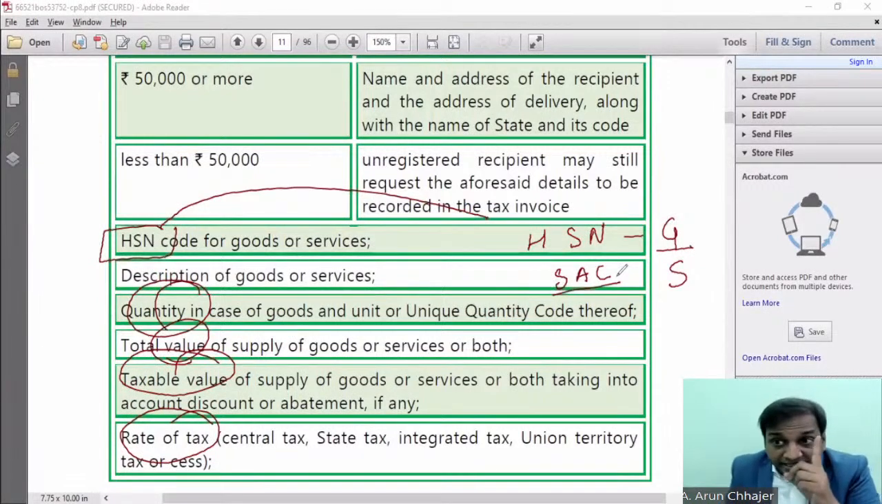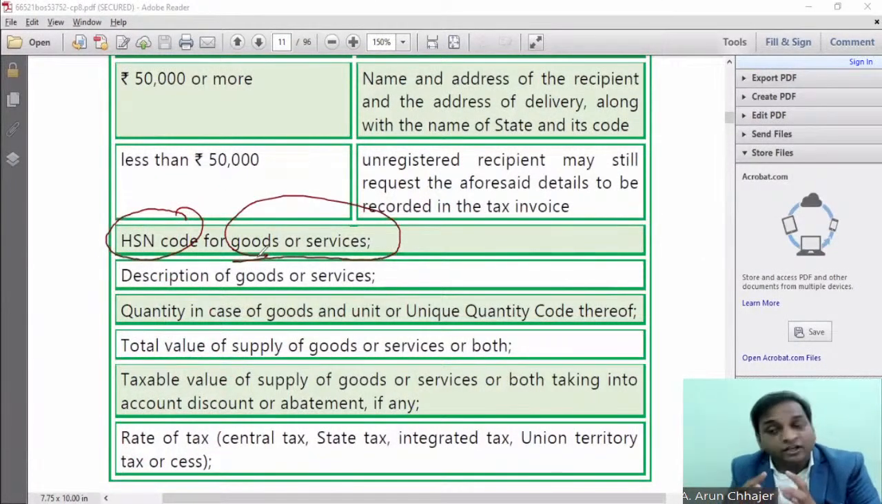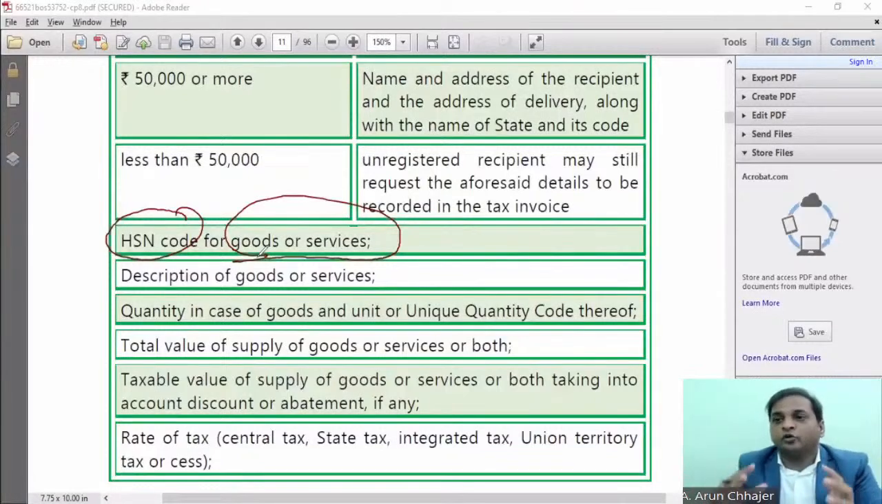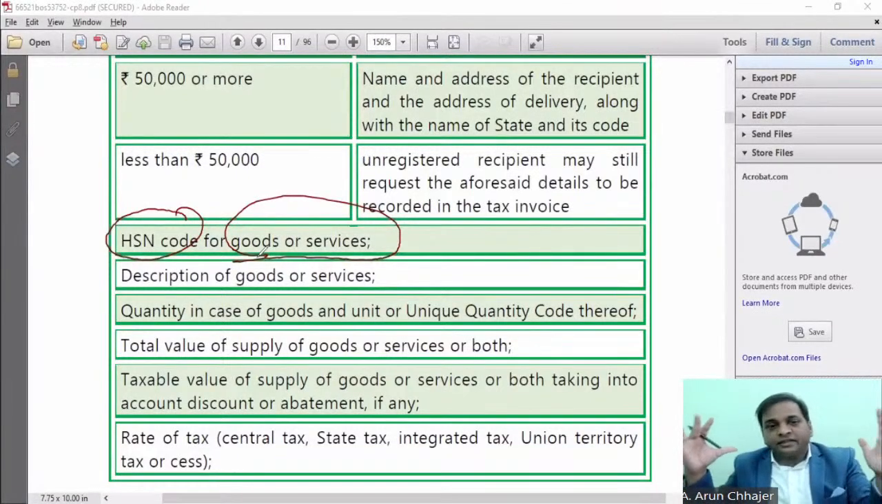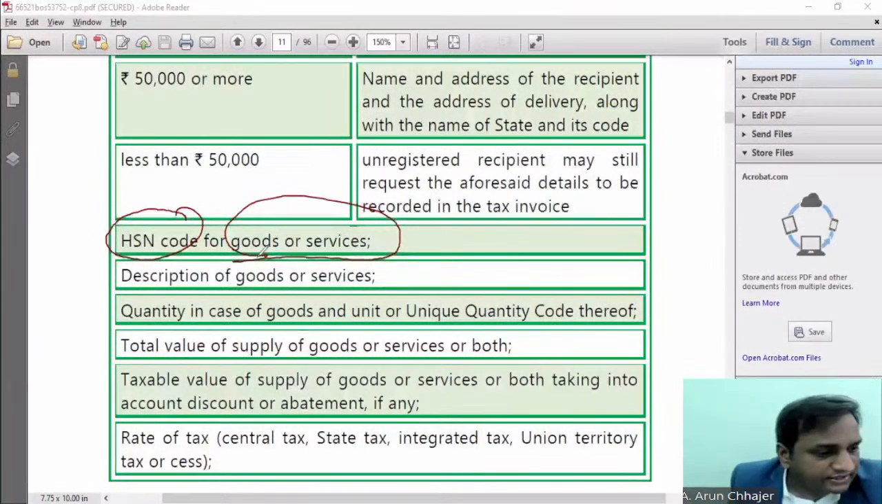Correct. But please note one thing, in Rule 46, they are talking about HSN for the goods and services. So it means HSN normally is for goods, SAC normally is for services, but in Rule 46, HSN code is being used in a wider sense. It is saying that you have to give the code for the goods as well as services.